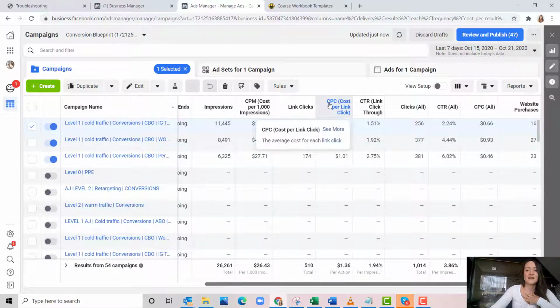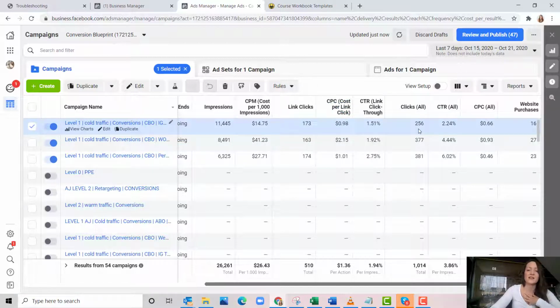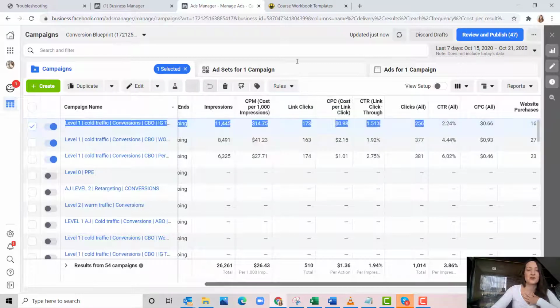And when we look at the clicks, we always want to look at the cost per link click. Other clicks will be people just clicking on the ad, clicking on read more. So this is not where we want to look. We only want to look at people actually clicking on our link.